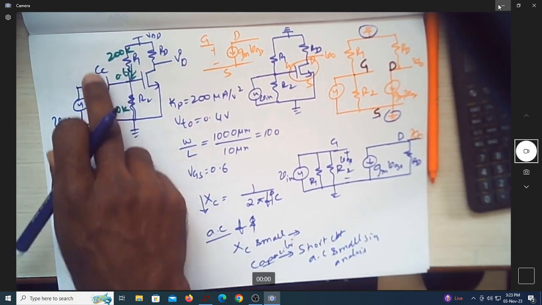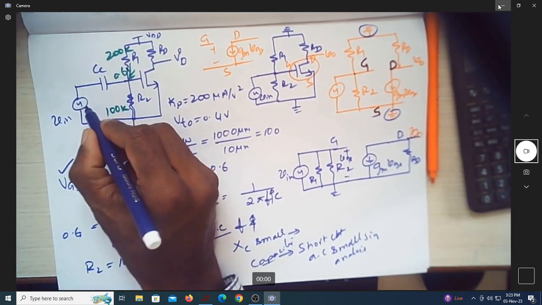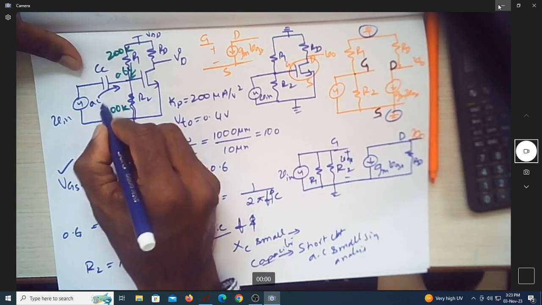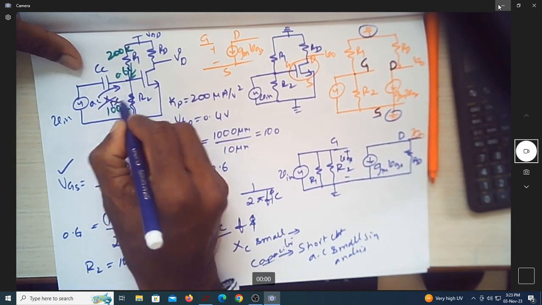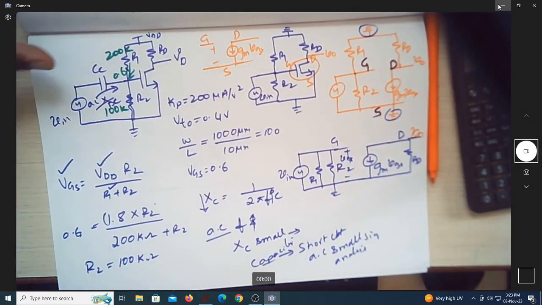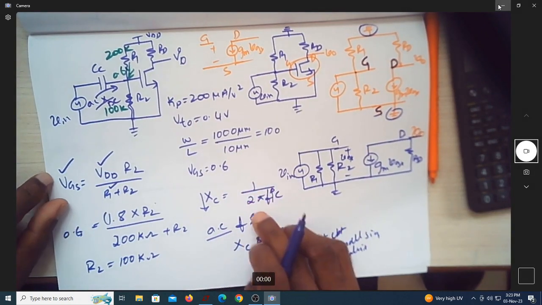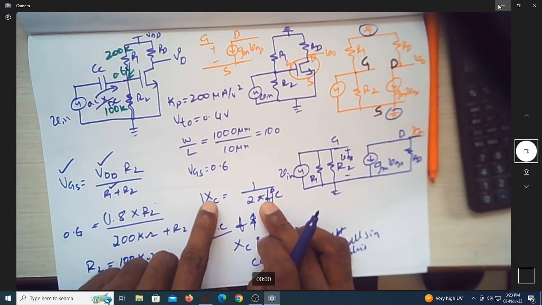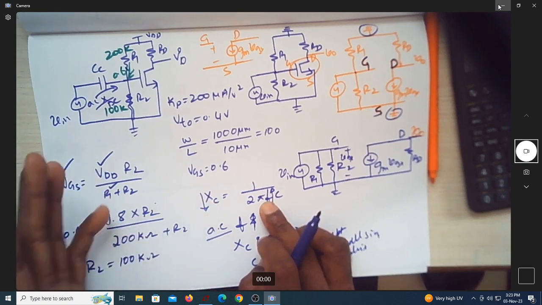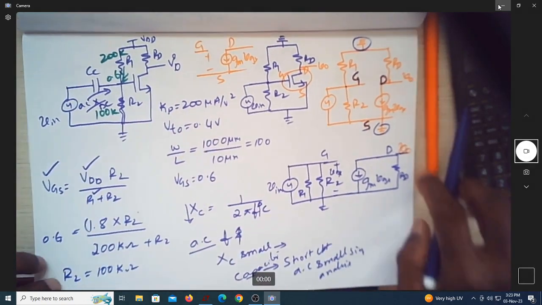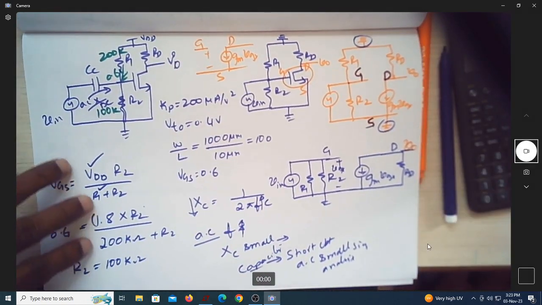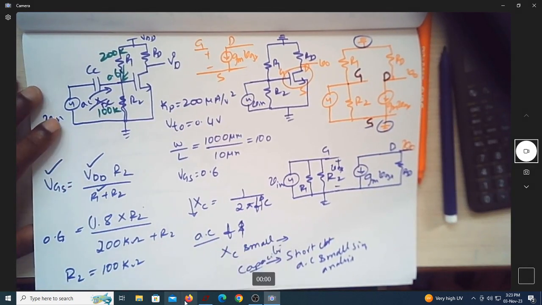So the role of CC is to allow the AC signal to this, but block the DC signal from going through this capacitor. Because DC is blocked, because frequency is 0 for DC, then XC becomes infinity, meaning it will not allow the signal. So let us realize the same thing over here. So let me just do it quickly.